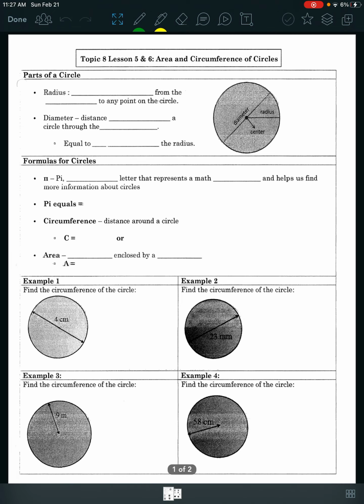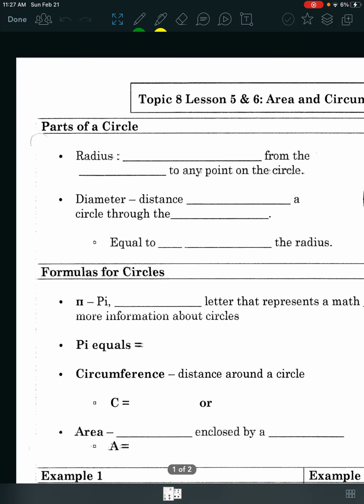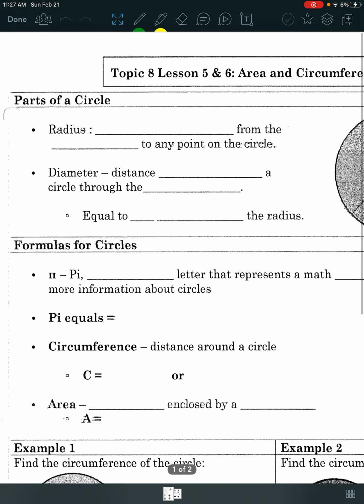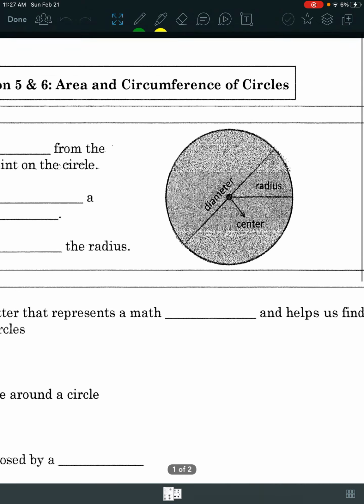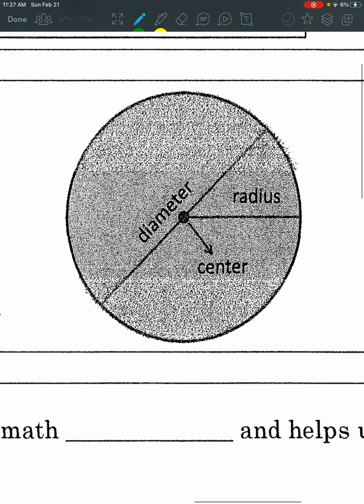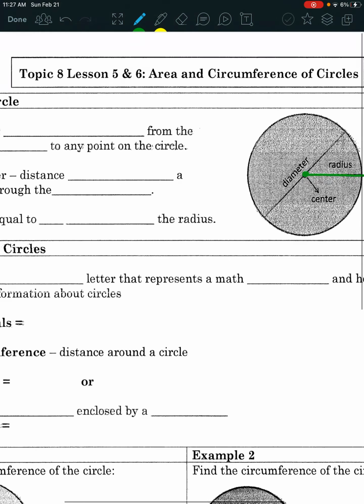So first, let's talk about the different parts of a circle because these things you will find when we talk about the formulas to the area and circumference. So a radius is simply in a circle, it is from the center of the circle to the outside of the circle. So that is what we call the radius.